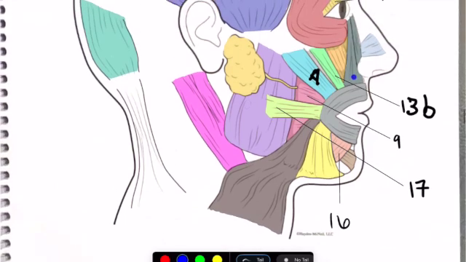So you get your levator, that's the action it does, labii, meaning lip, superioris. Okay. Now you get depressor labii, moving your lip, inferioris. Okay. Or, yeah, depressor labii inferioris.